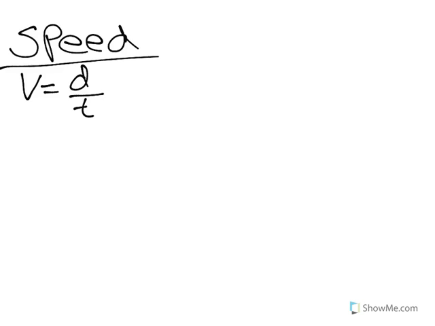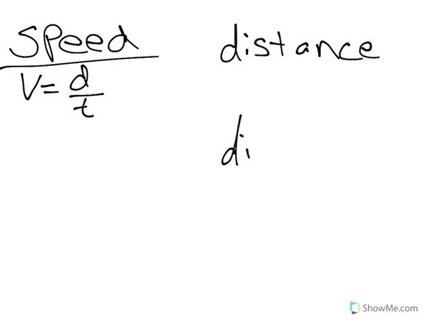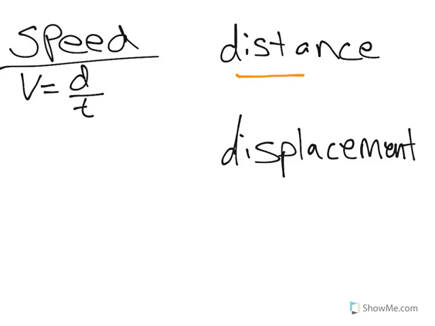Okay, so there was a couple of topics we talked about. First of all, we talked about the difference between distance and displacement. Distance is the total distance traveled. So, for instance, if you went 5 meters that way, and then 10 meters this way, the distance you traveled was 15 meters. Okay? Displacement was a little different.